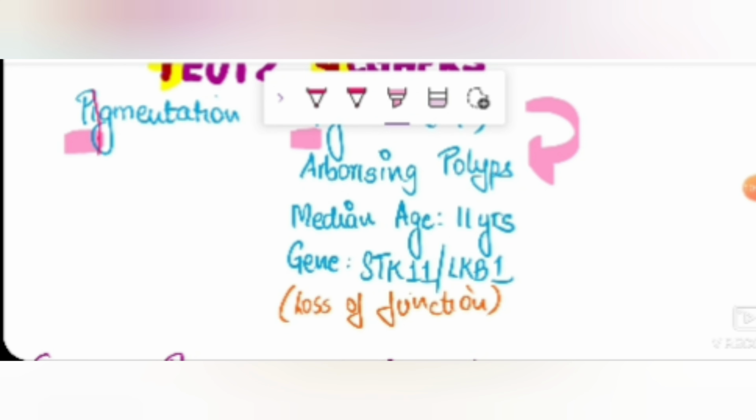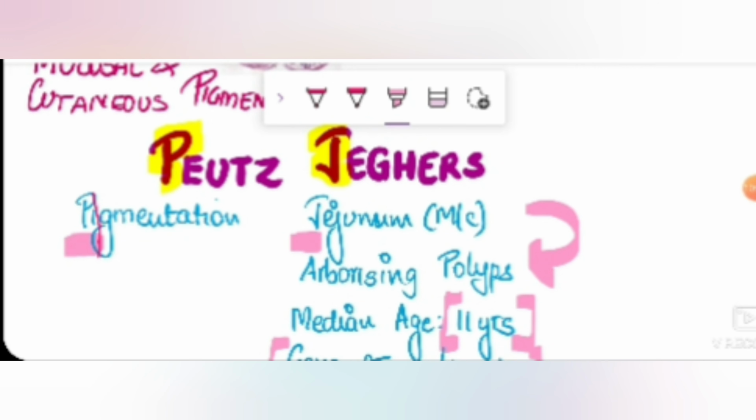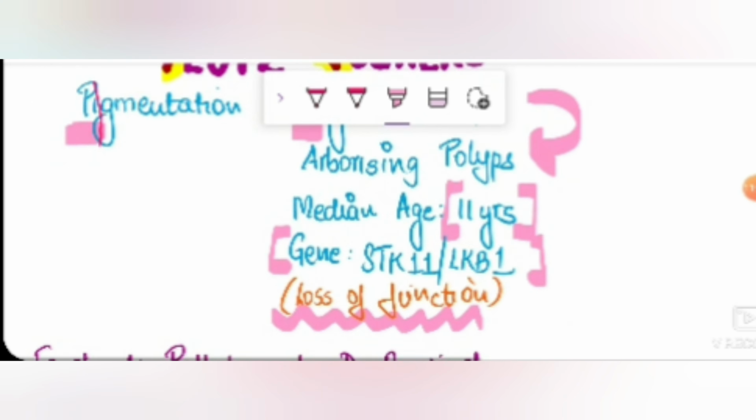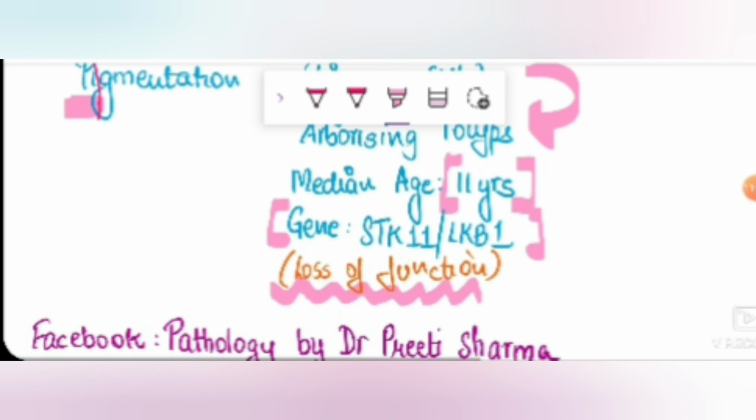And the next mnemonic is everything is to do with 11. If someone asks you what is the median age of presentation, it is 11 years. If someone asks you which gene is mutated, it is STK11, serine threonine kinase 11, or LKB1. But please remember, loss of function. If you read your options very carefully, the option said gain of function, and that was the incorrect statement. It is loss of function. So P for pigmentation, J for jejunum. In the jejunum you see arborizing polyps. Then median age is 11 years, gene is STK11 or LKB1.